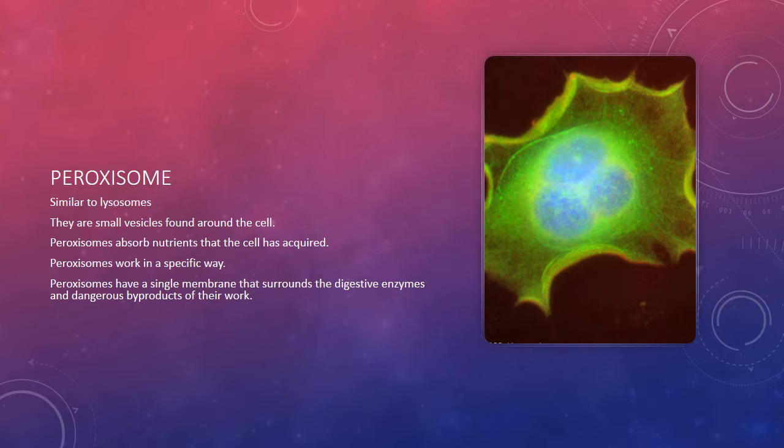Where does the membrane come from? Scientists are still researching that answer. It may come from the endoplasmic reticulum, but it may be created in a way different from lysosomes.